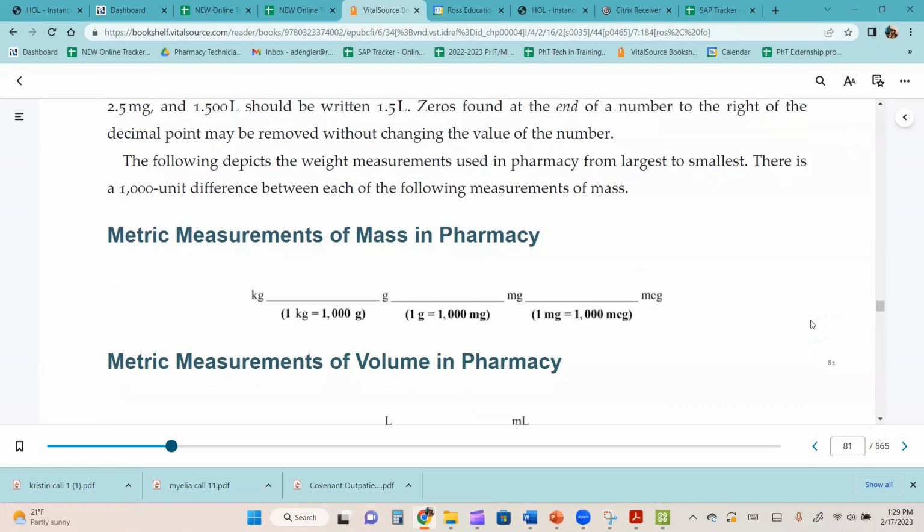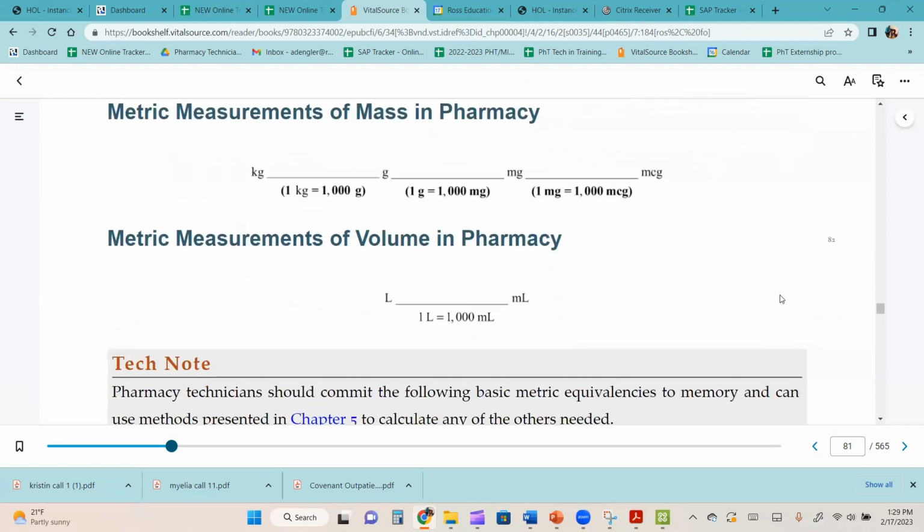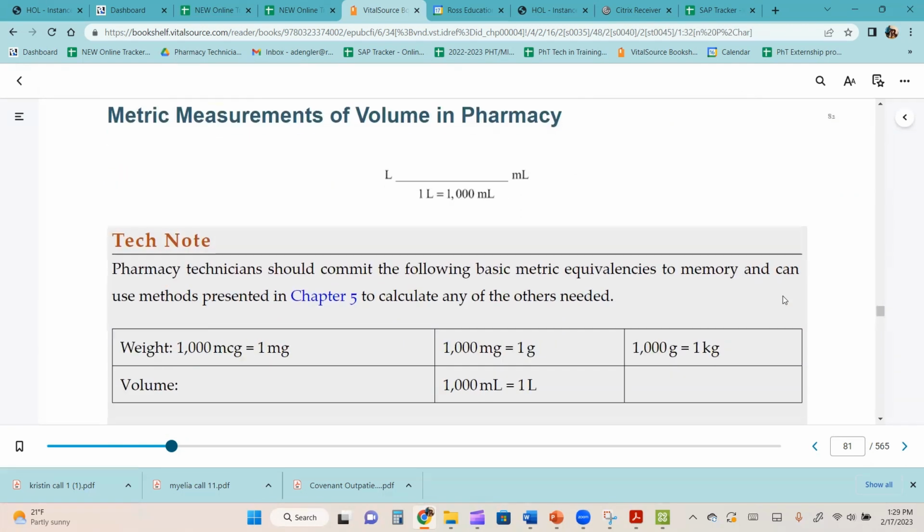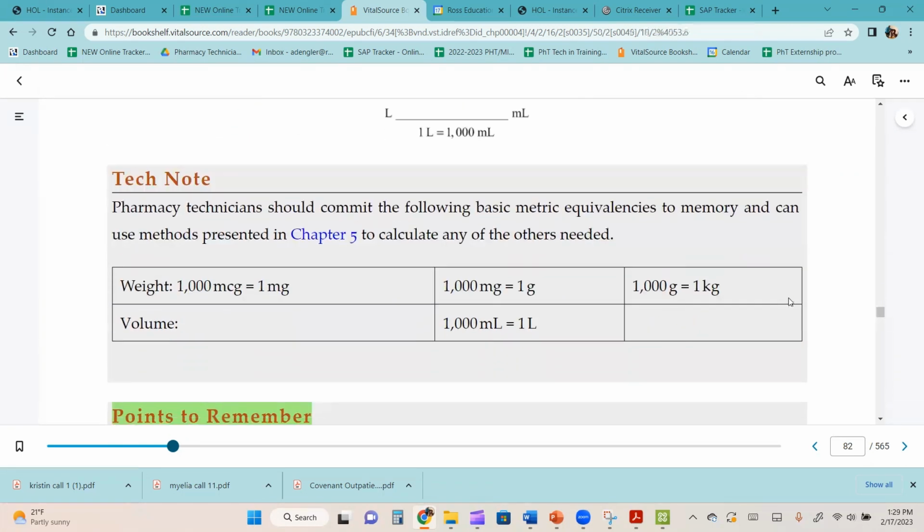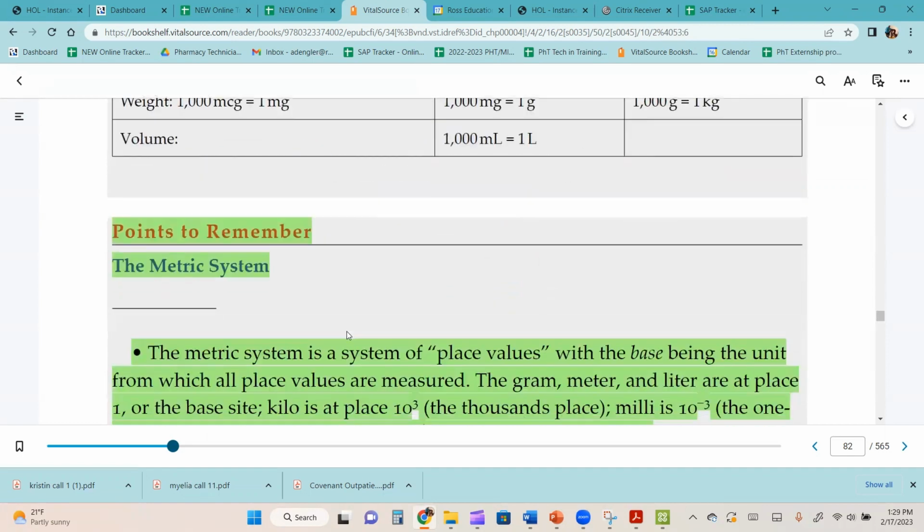The following picture depicts the weight measurements used in pharmacy from largest to smallest. There's a 1,000-unit difference between each of the following measurements of mass. And here's some more that they say you should commit to memory. I definitely agree with these for sure.